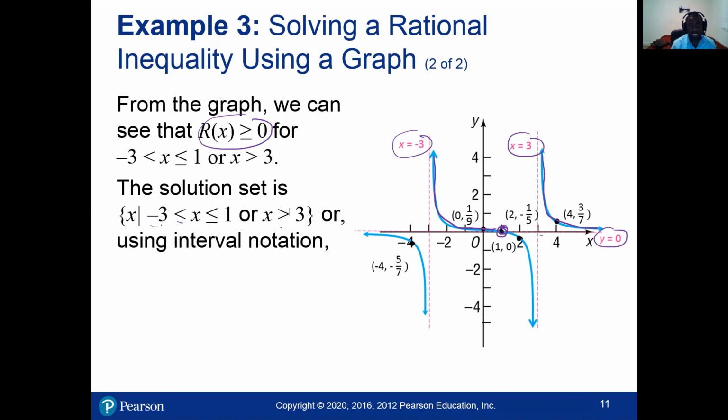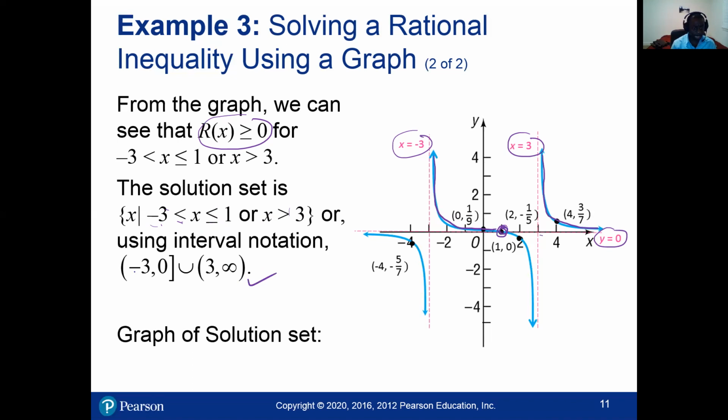In this case, if you draw the graph of the solution set, there will be a bracket on the +1, but parentheses on the -3 and +3. The interval notation form of that will be from -3 to 1, not 0, to 1, and then from 3 to +infinity.